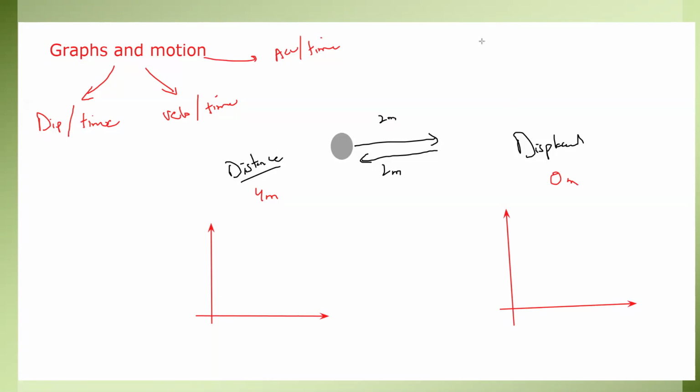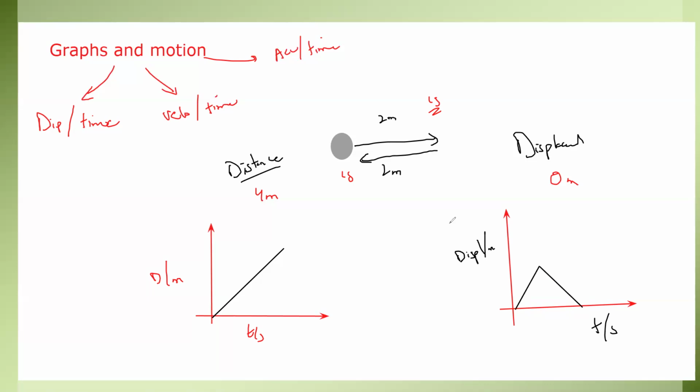Say the object covered 2 meters in the first second and then it returned back. If you want to represent the distance-time graph for an object which covered a total distance of 4 meters with a constant speed, it will be a straight line. But what about the displacement-time graph? First the object covered 2 meters and then returned back 2 meters, so the displacement is 0. In a displacement-time graph, if the direction changes, the displacement will decrease. But in a distance-time graph, if the direction changes, there will be no change in the distance.